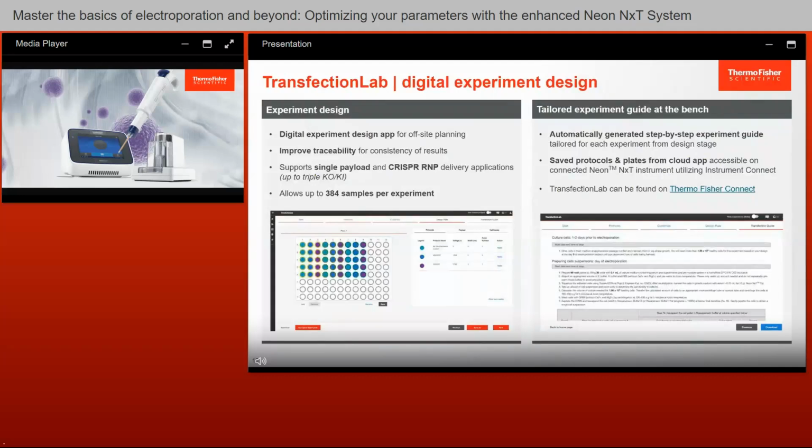Aside from the 24-well optimization protocol, you can also use Transfection Lab, a digital experiment design app, to design your own electroporation experiment in different plate formats. After setting the parameters of your experiment, Transfection Lab will automatically generate a step-by-step experiment guide, including all the calculations done for you, tailored to your experiment.